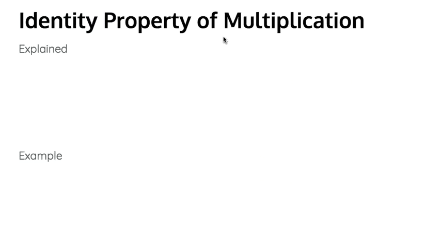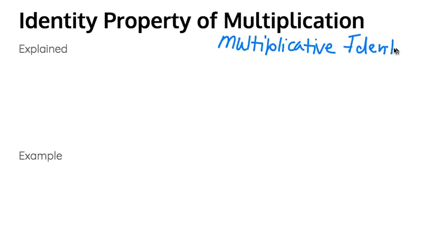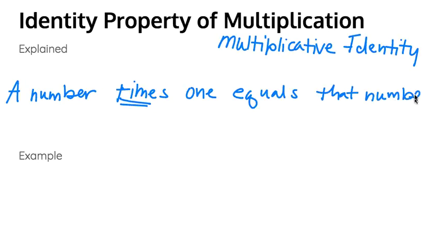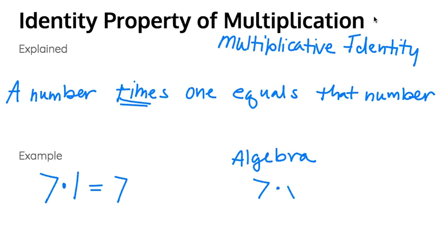The identity property of multiplication. Another version of the same thing would be multiplicative identity. And the multiplicative identity explained is a number times 1 equals that number. So 7 times 1 equals 7. The algebra version would be x times 1 equals x.